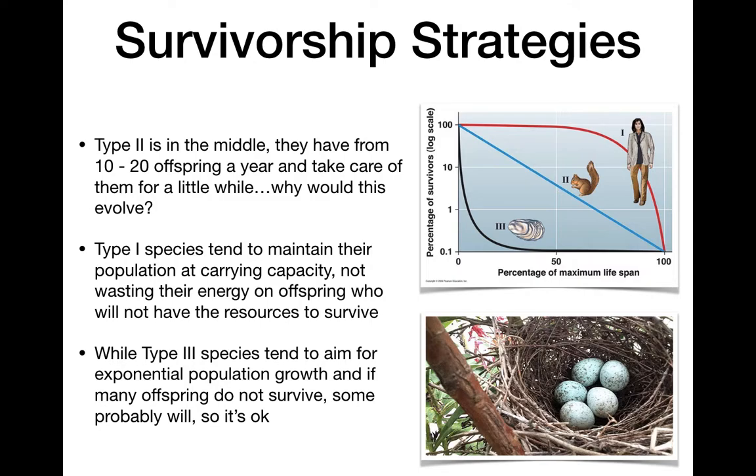Whereas type 3 are the opposite. They go for exponential population growth, and if there's not enough resources, or there are too many predators, then most of them will die, and that's okay because there are so many of them that a few are probably still going to survive.